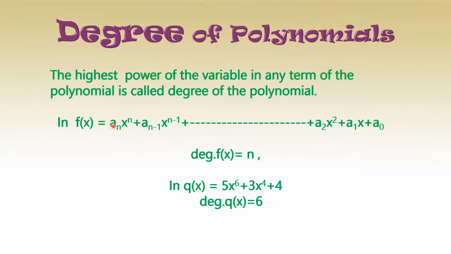Because this is the highest power. For example, if we have another polynomial, say q of x, which is 5x raised to power 6 plus 3x raised to power 4 plus 4, then the degree of this polynomial will be 6.